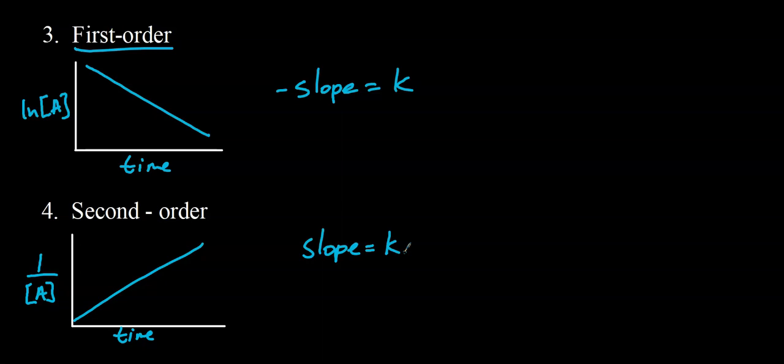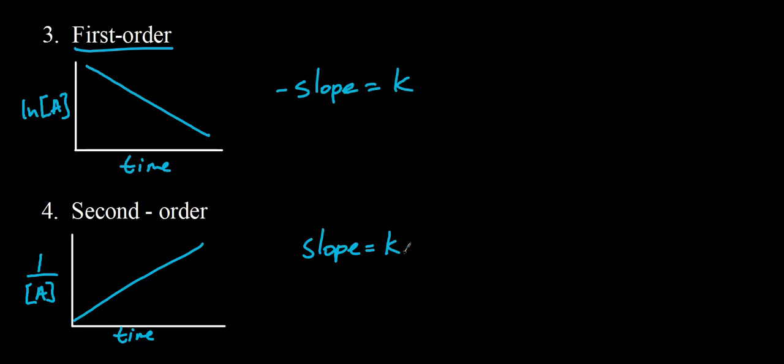So make a plot of concentration versus time, make a plot of natural log of concentration versus time, and make a plot of inverse of concentration versus time. So again, what we're looking for here is the graph that is linear. And that linear graph then will help us to determine the order of the reaction.